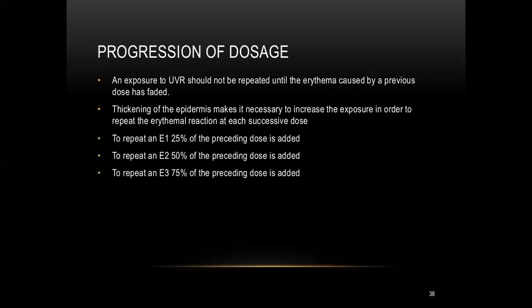The progression of dosage and exposure to UVR should not be repeated until the erythema caused by a previous dose has faded. The thickening of the epidermis makes it necessary to increase the exposure in order to repeat the erythemal reaction with each successive dose. To repeat an E1, 25% of the preceding dose is added. To repeat an E2, 50% of the preceding dose is added. To repeat an E3, 75% of the preceding dose is added.